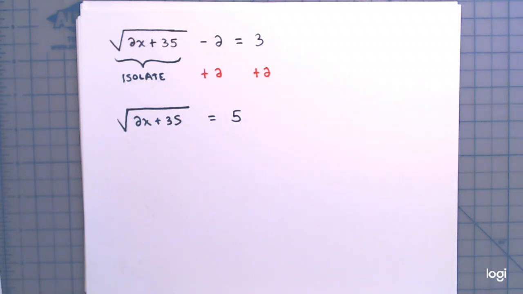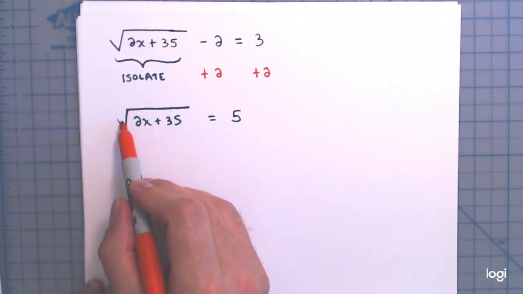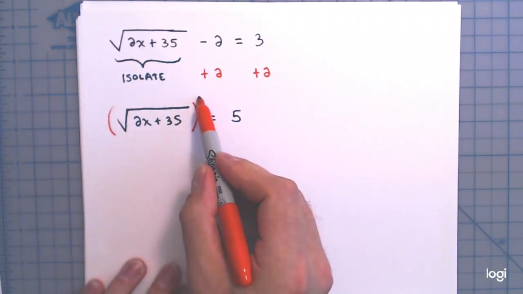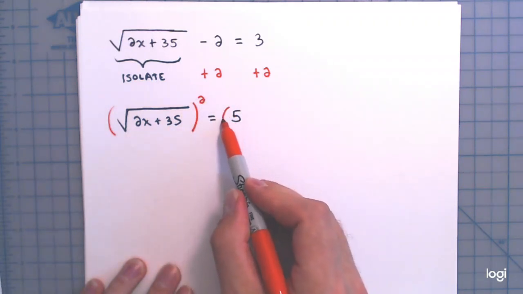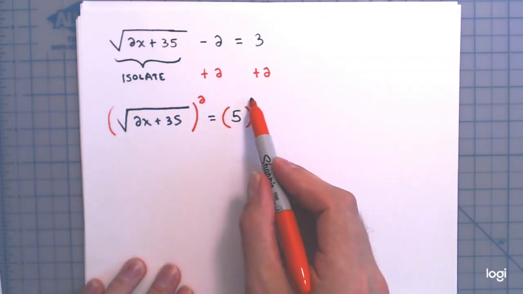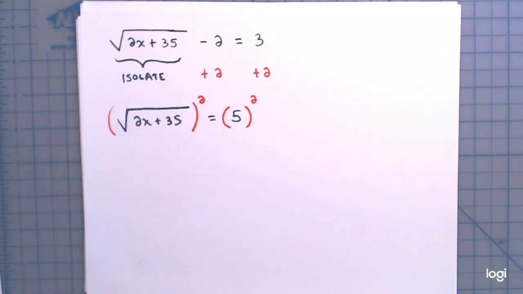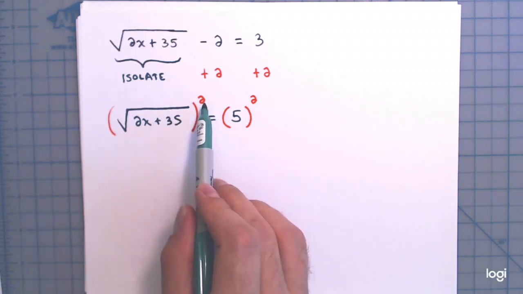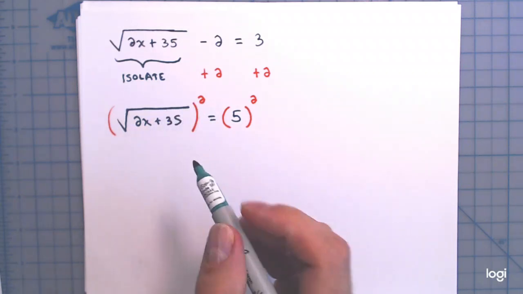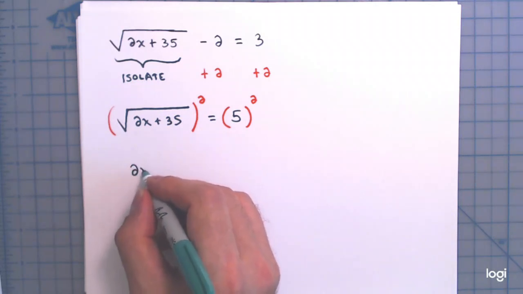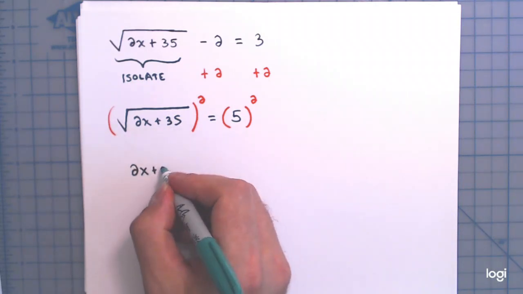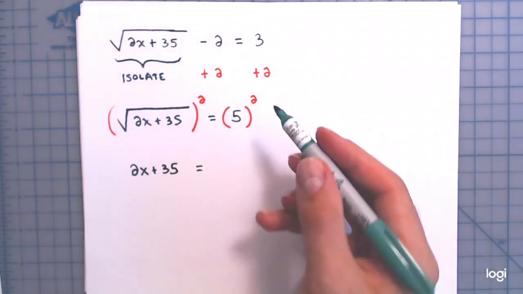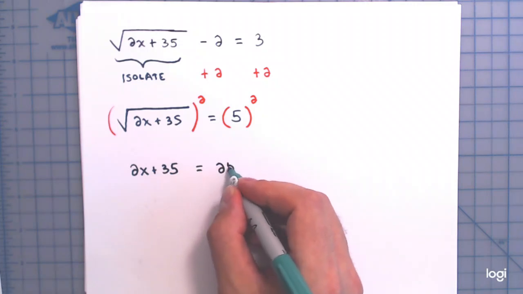Raise both sides to the index power. Again, this is a square root, so the index is 2. I take this entire side, raise it to the second, and this entire side, which is just the number 5, raise it to the second power. On the left side, you have the square root of something raised to the second power. That'll just undo the radical, leaving me with 2 times x plus 35, the radicand of that radical. And that's equal to 5 to the second. 5 times 5 is 25.